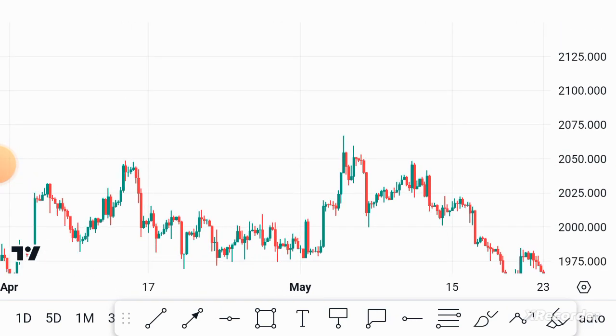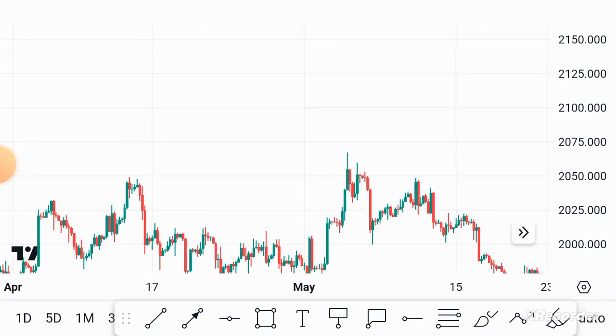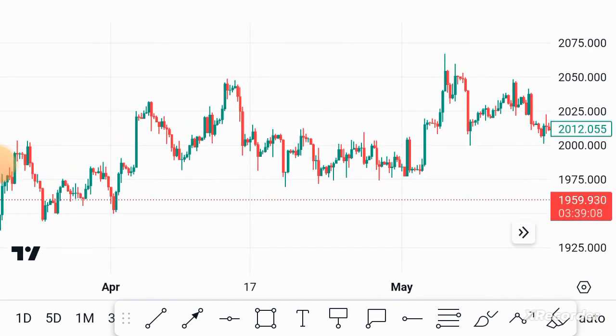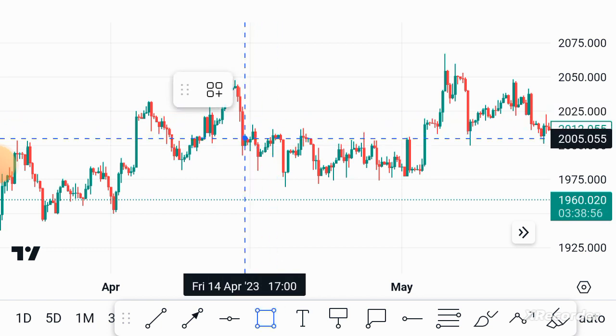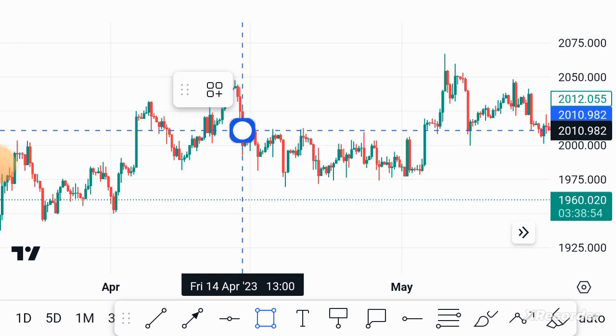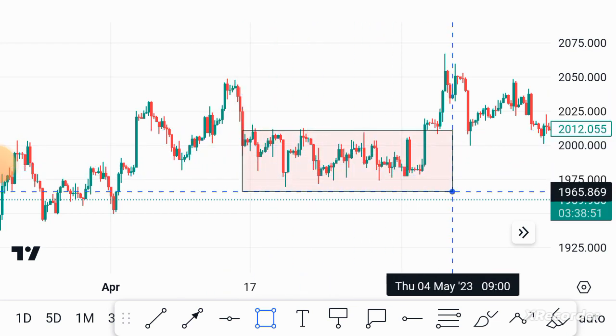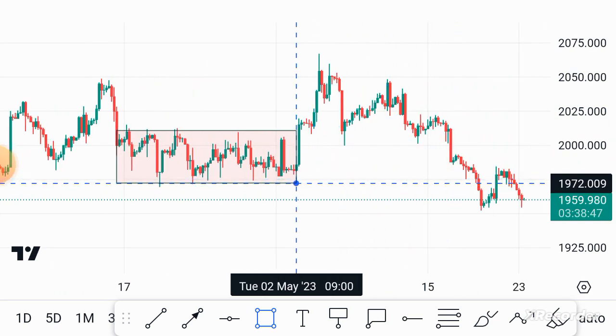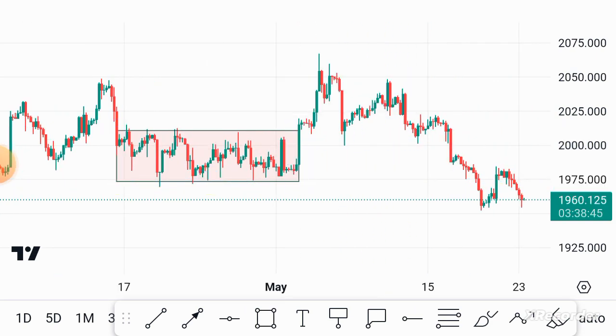So in the forex market we have different types of trend. We have the uptrend, we have the downtrend, and we have the sideways trend, which can be referred to as consolidation. Let me spot out an area which serves as a consolidation zone for you. If you look at this point here, where I just marked out, this is what we refer to as a consolidation zone.